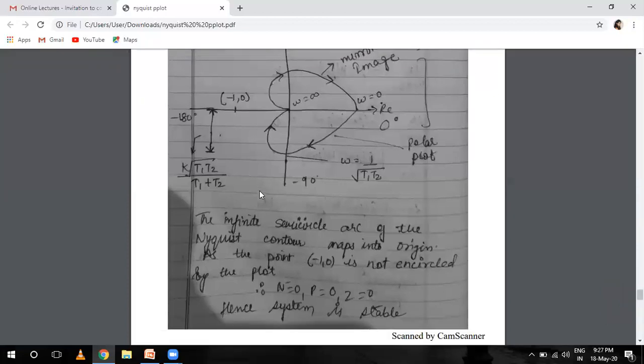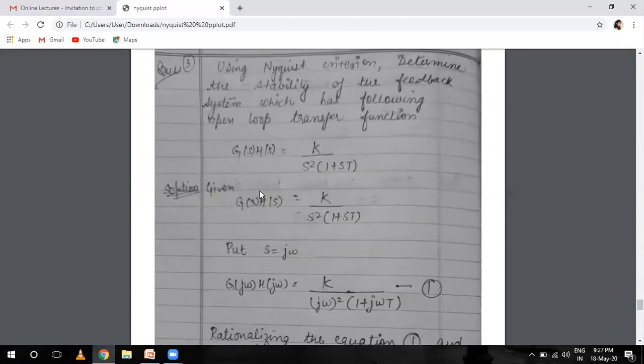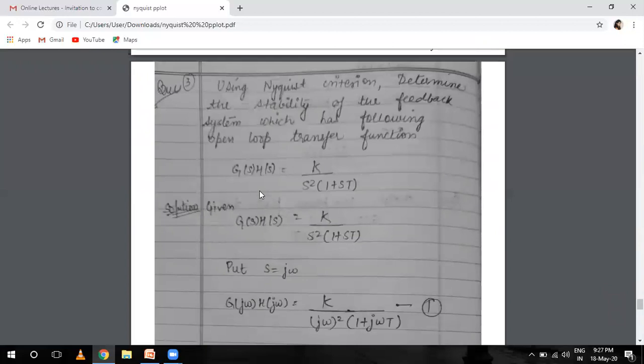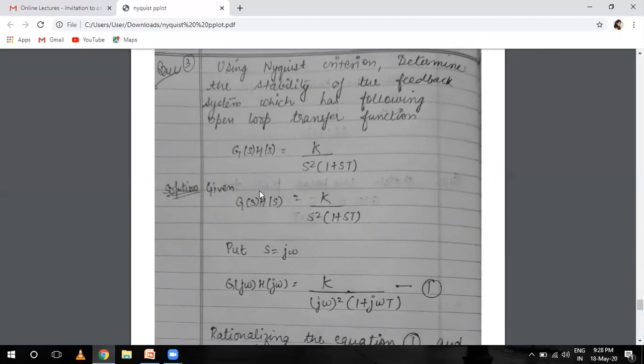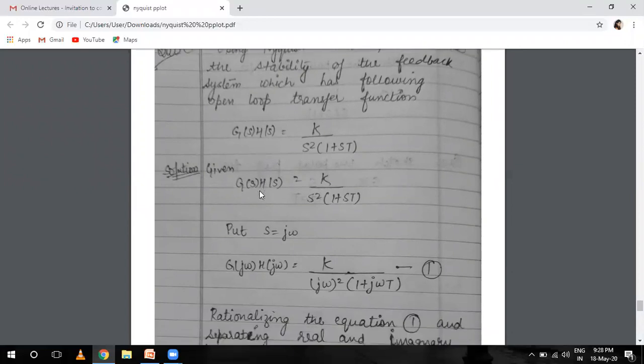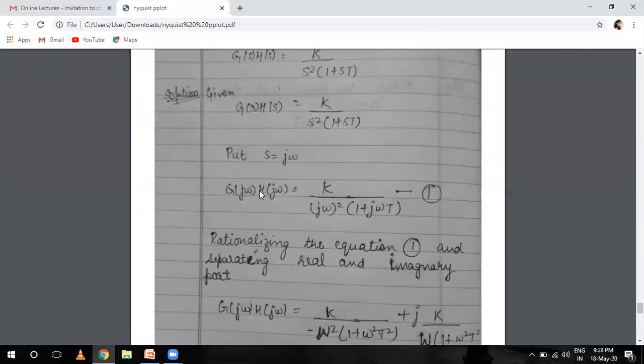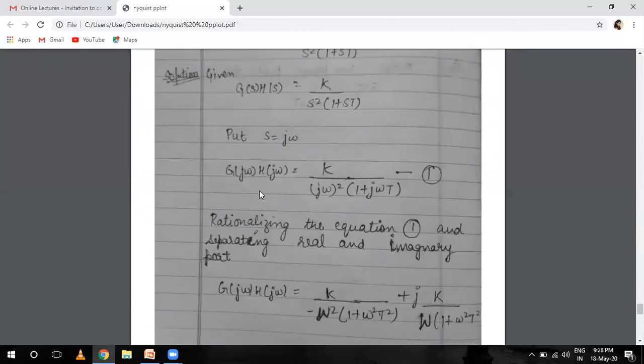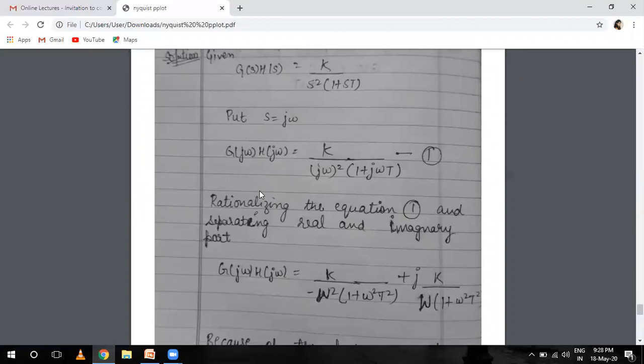Now come to the next question. Using the Nyquist criteria, determine the stability of the feedback system which has the following open loop transfer function: K upon s square into (1 plus sT). Putting s equals to j omega, we get K upon (j omega) square into (1 plus j omega T).